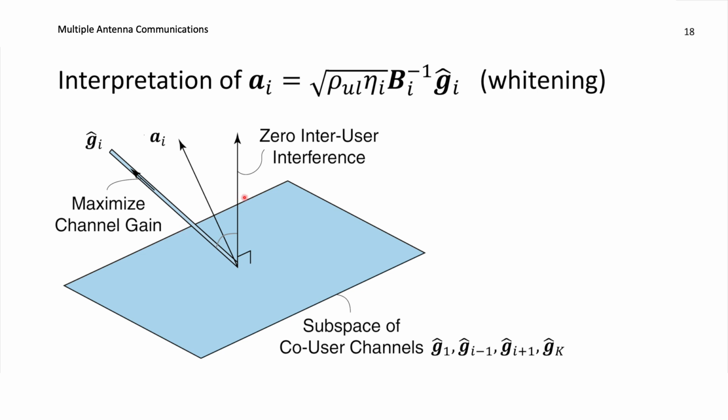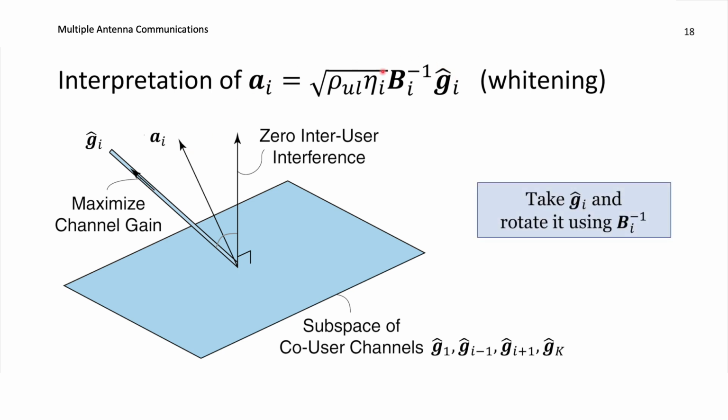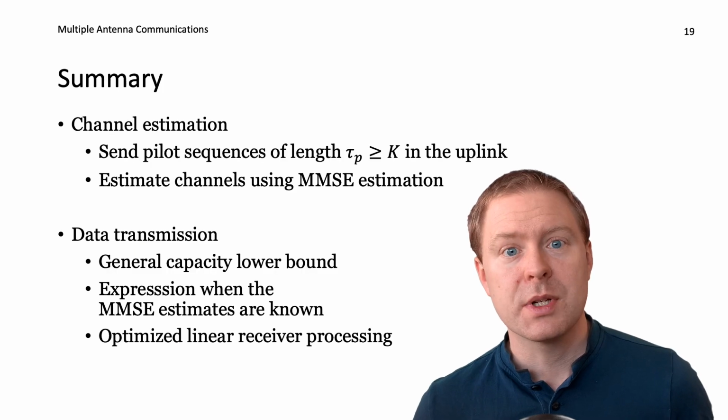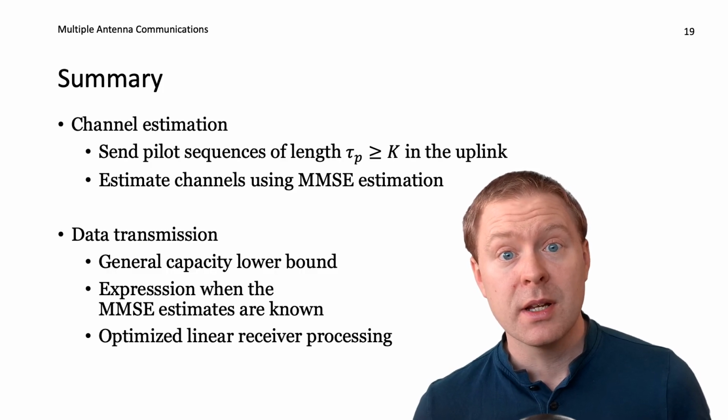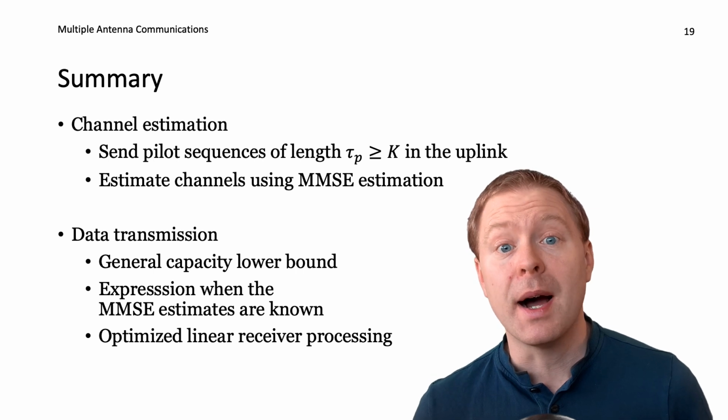And the way of computing it is exactly to take our channel estimate, and then we are rotating it using this B_i inverse matrix, so that it's moving towards the case where we are getting zero induced interference from these estimates.